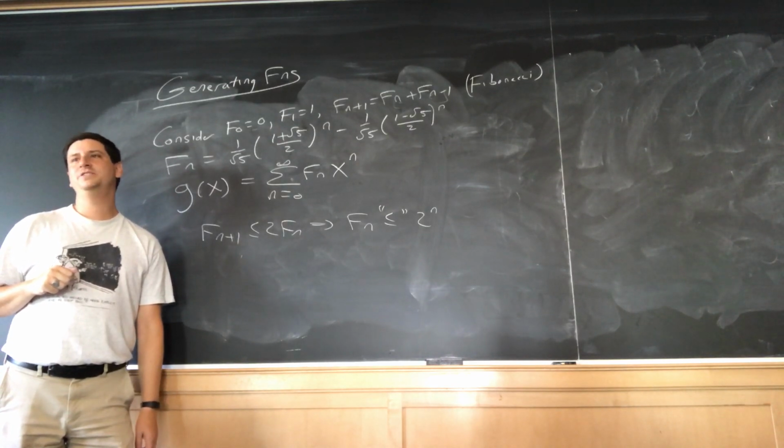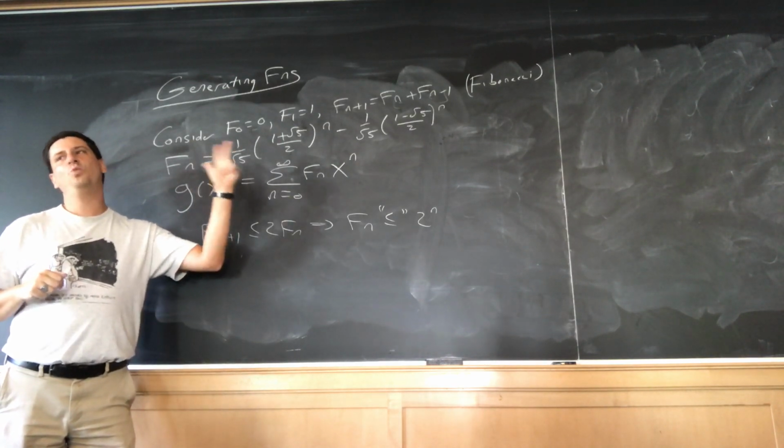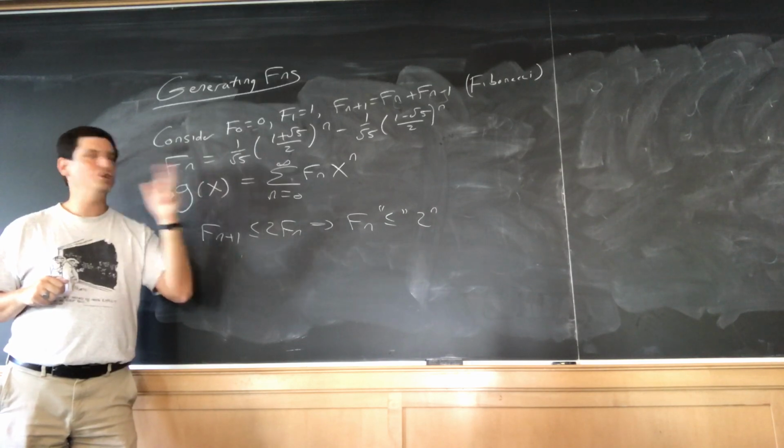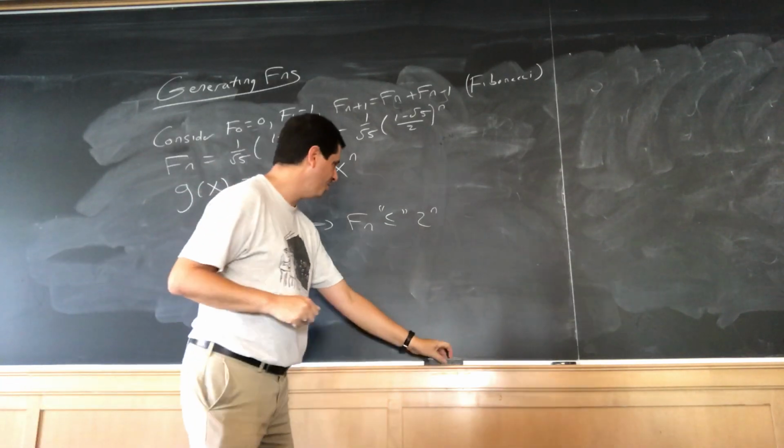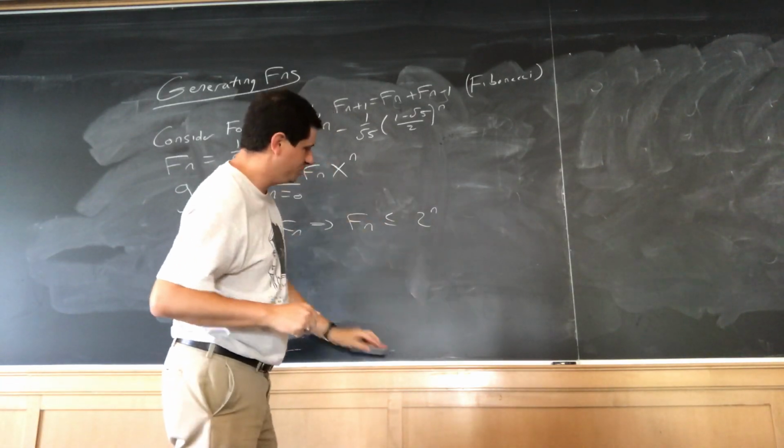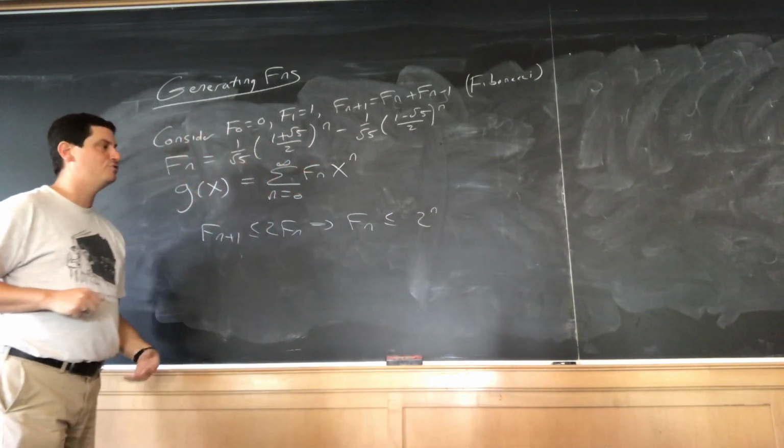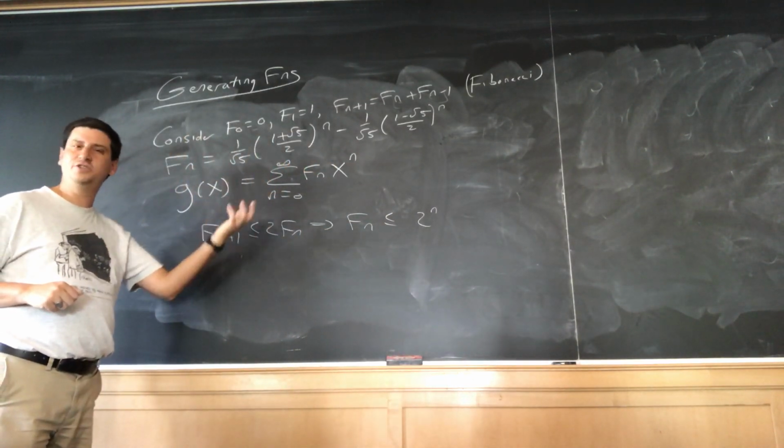The only problem is the Fibonacci goes 0, 1, 1. Oh, wait, no. We're good. Oh, yeah, okay, excellent. No problem at all. Excellent. We can take those quotes away. So we know the Fibonacci numbers are growing no faster than 2 to the n.